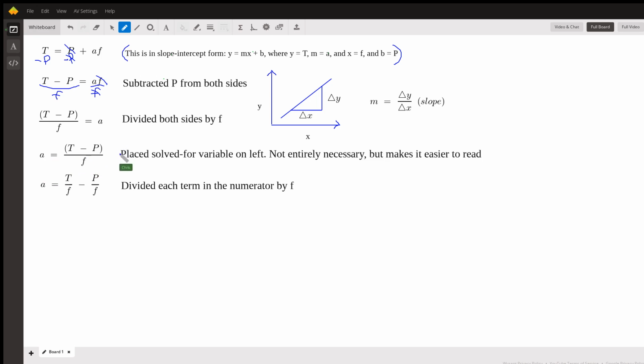Now there's another thing we can do. We're going to take each term in this difference here and divide it by F. So either equation here is a valid answer.